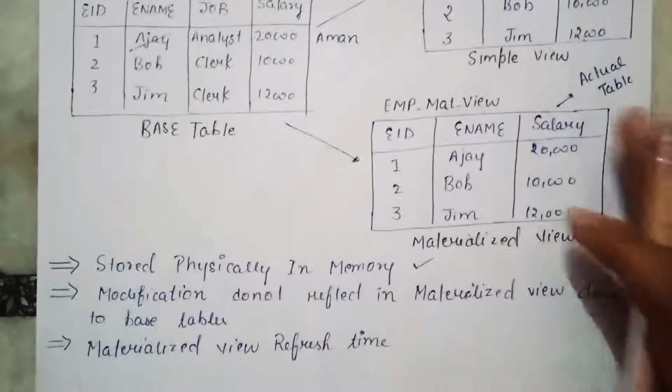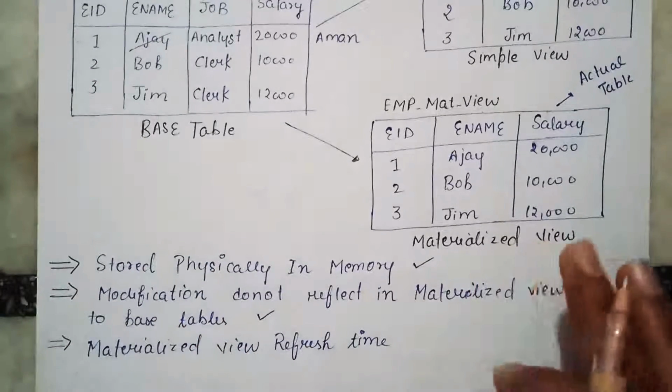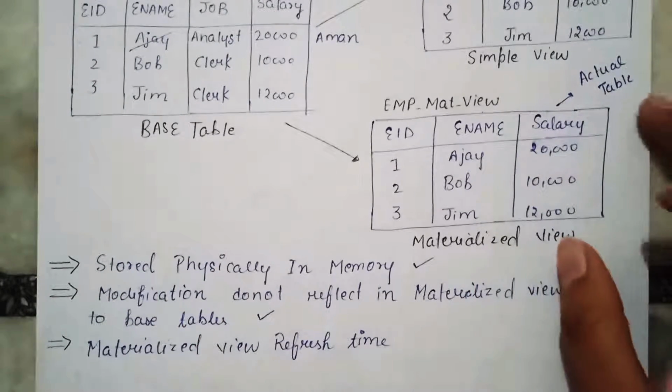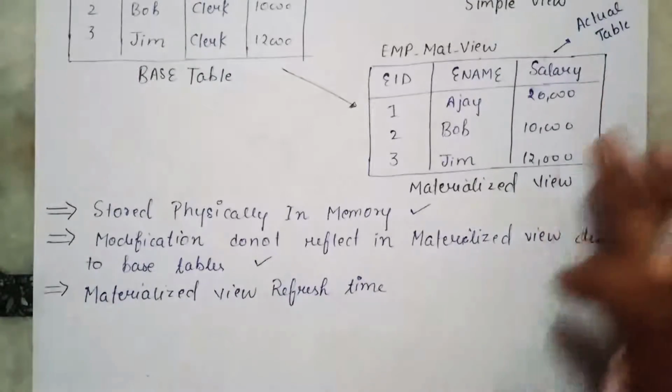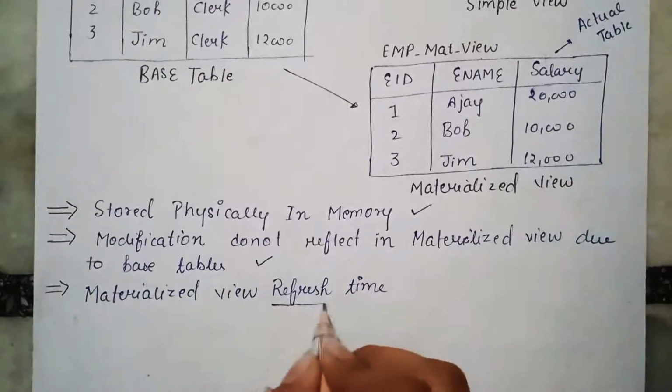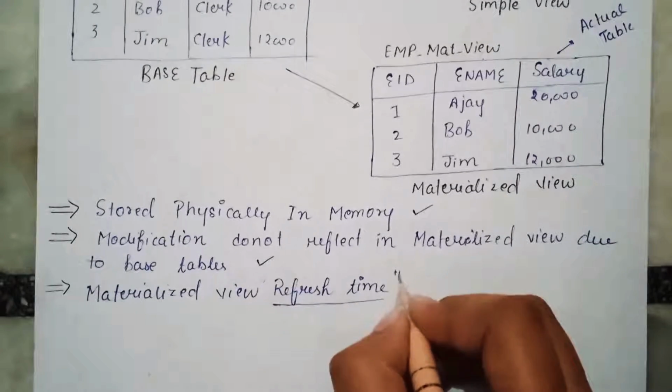So this is the second point: whatever changes we perform on the base table do not directly reflect in the materialized view. Now there is one term in materialized views known as the materialized view refresh time. What is the meaning of this refresh time?